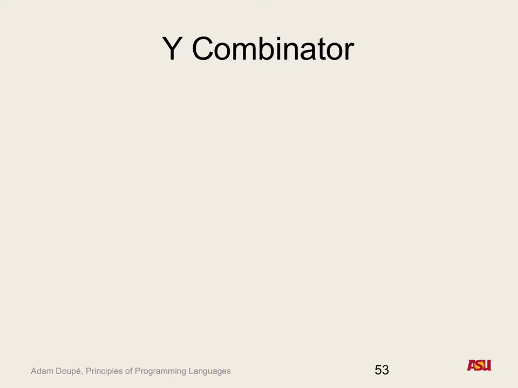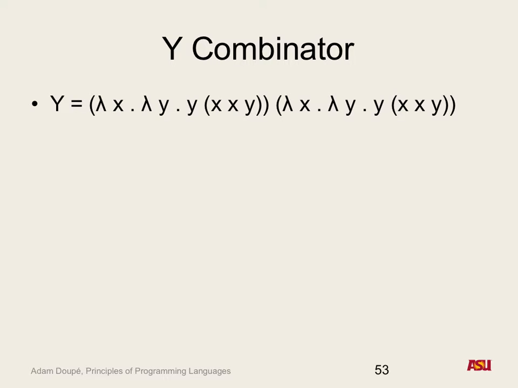Okay, so we're going to look at the Y combinator and pick it apart to see what it does. I'm just going to present it here at first because it's very much non-obvious. It's one of these things where you have to take an intuition leap to come up with this, and then you can see that it has the properties that you want. So the Y combinator: lambda x dot lambda y dot y x x y, applied to lambda x dot lambda y dot y x x y.